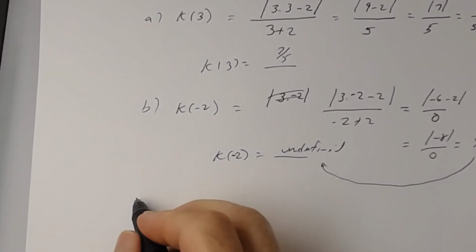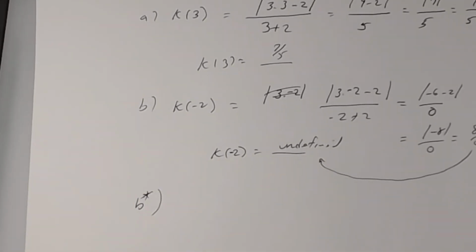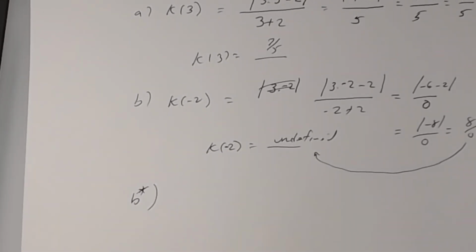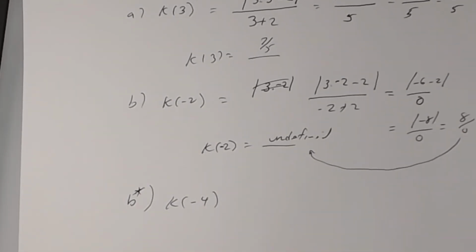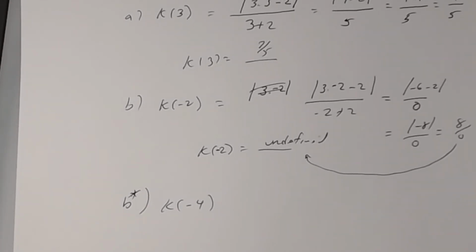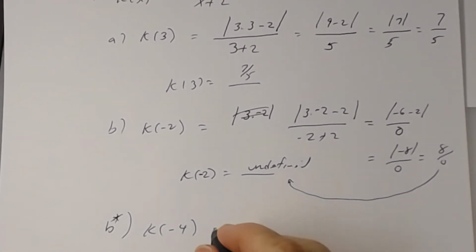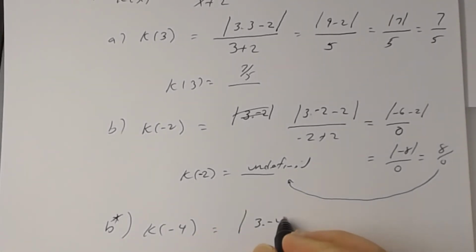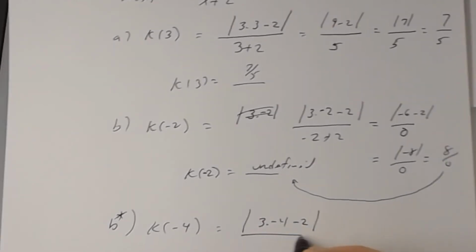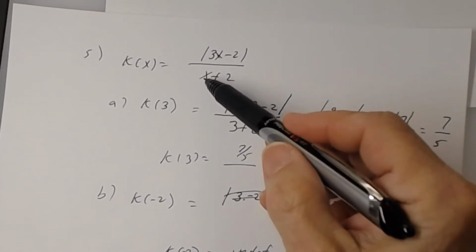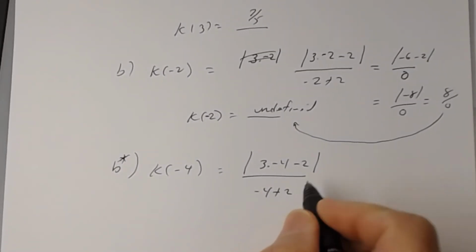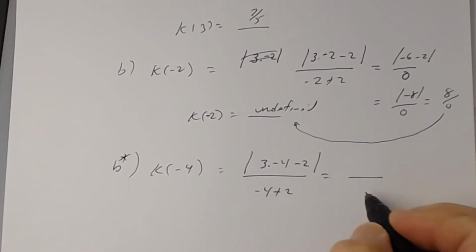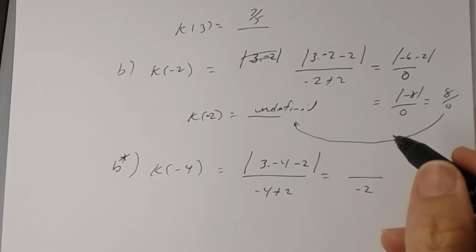All right. Let's do B star. Let's say you want to find k of negative 4. So wherever you see the variable x, what do I substitute? Negative 4. So I get the absolute value of 3 times negative 4, subtract 2, divided by, wherever you see the variable x, I substitute negative 4. So it'll be negative 4 plus what? 2. The denominator is easy. What's the denominator? Negative 2. All right, let's work with the numerator.